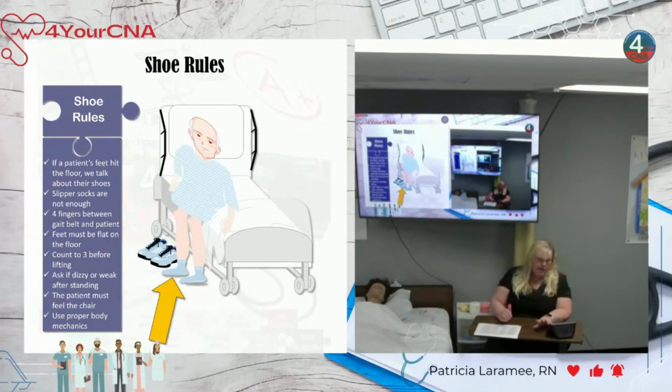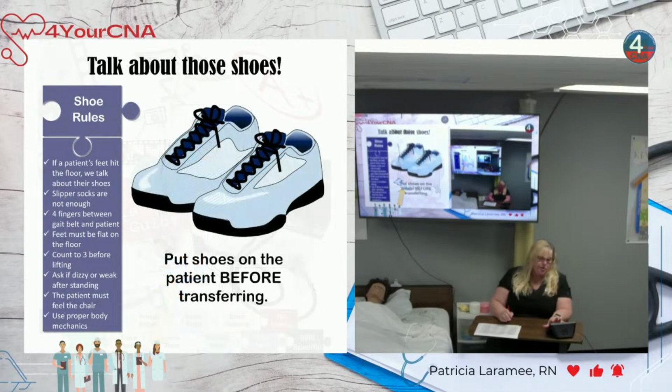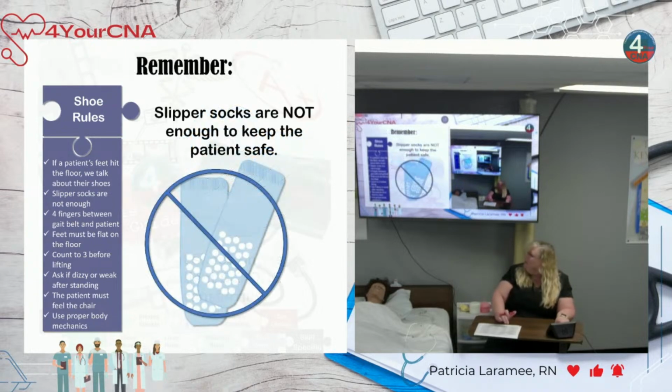All right, so we're going to get the patient sitting on the side of the bed, and we're going to put those shoes on, making sure their feet are flat on the floor and the shoes fit appropriately. We have to put the shoes on before we transfer them. That just makes sense. A couple of years ago, there was a school, I don't know which school it was, but this just drove me crazy. They started teaching their students to put the shoes on while the patient was still laying in bed. Don't do that. I mean, not unless you're planning on changing those sheets right away. Shoes don't belong in bed. That's just a pathogen nightmare. Slipper socks are not enough.